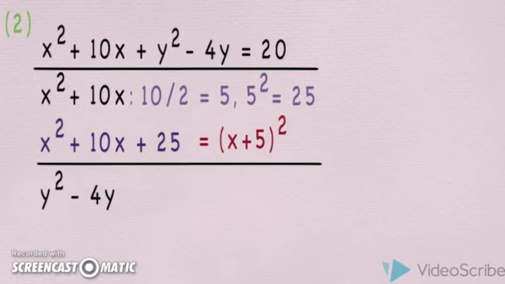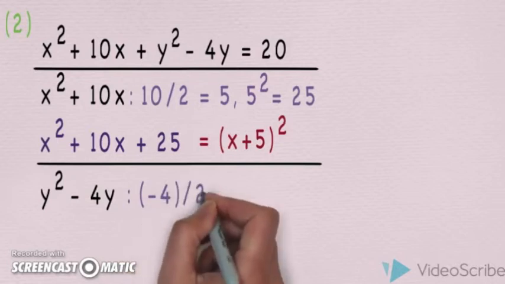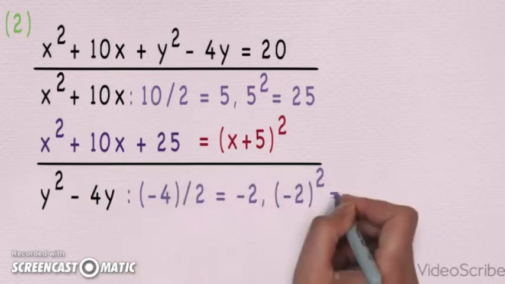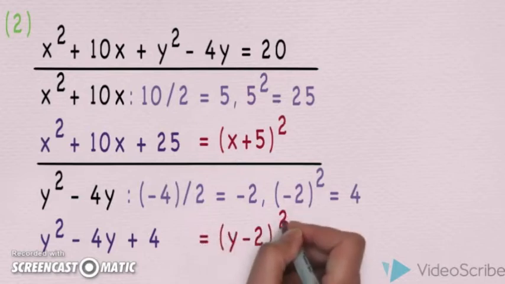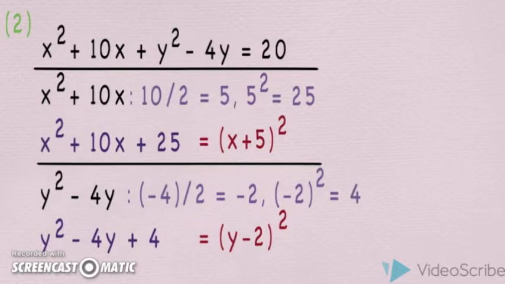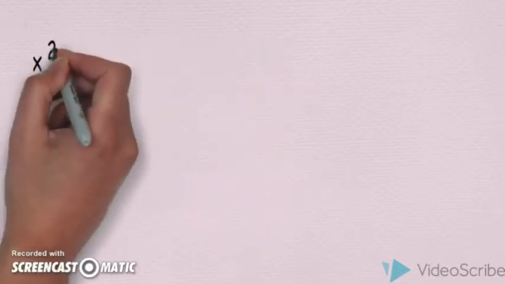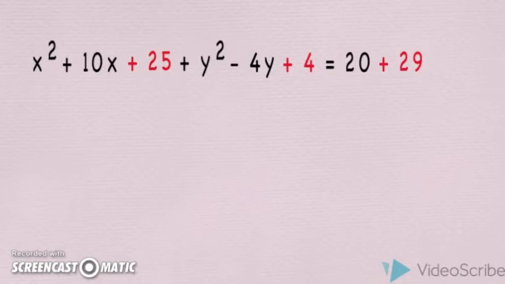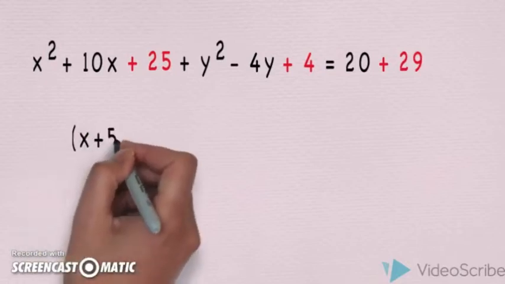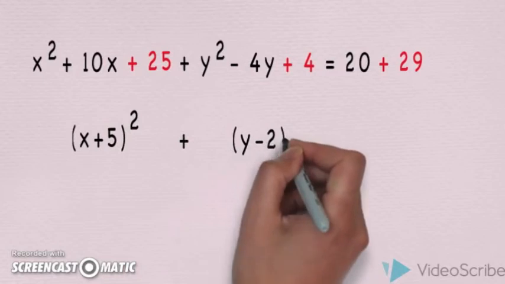For the y expression, we take the coefficient of the y term, negative 4, divide it by 2, giving us negative 2. When foiling this, we need to add 4 to our original expression. In the standard form, this is the quantity y minus 2 squared. Now we want to plug in our new expressions into the original problem, being sure to add the appropriate number to the right-hand side as well, in this case 29. When factored, we again have our equation in the standard form we desire.